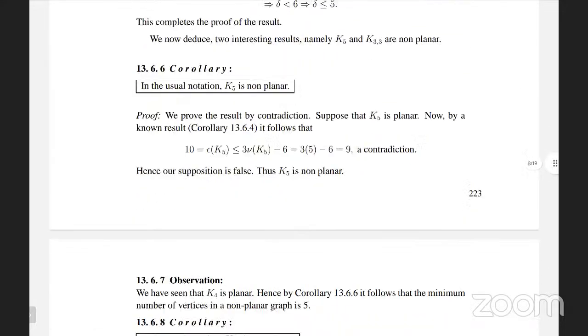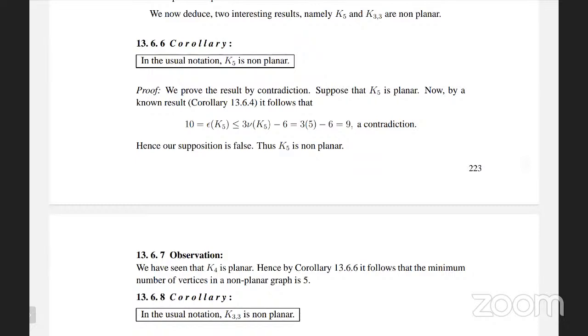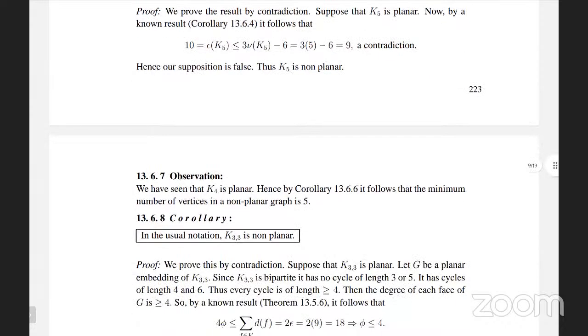Next, is K5 planar? K5 has how many edges? 5 choose 2 is 10. So 10 equals epsilon of K5. So it should be less than or equal to 3 times V of K5 minus 6. So 3 into 5 is 15. 15 minus 6 equals how much? 9. 9 is the bound. So it is clearly non-planar. I assumed that K5 is planar, and I proved that the edge count must be at most 9. I got a contradiction, so it is not planar. It's non-planar, as I mentioned.